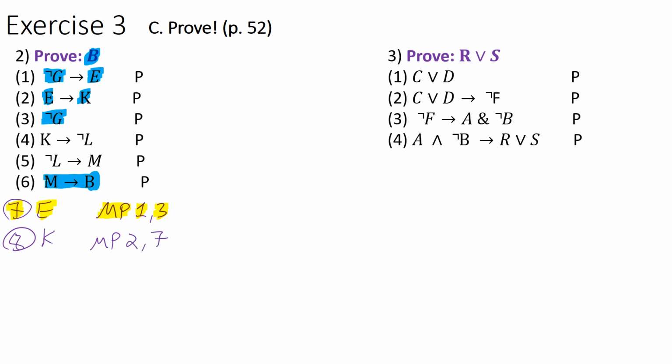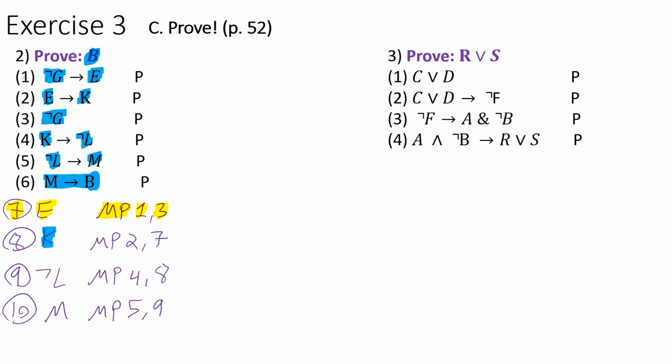We have K, that is the case, and it just happens that K is the antecedent to another conditional on line 4. We could affirm the antecedent to affirm that consequent, and so it follows that not L is the case by modus ponens with lines 4 and 8. Once again, we have not L, and it just happens that not L appears in a conditional, it's the antecedent. We could affirm that's the case, and so that's sufficient to say that M is the case. So for 10, we can say M by modus ponens with lines 5 and 9.